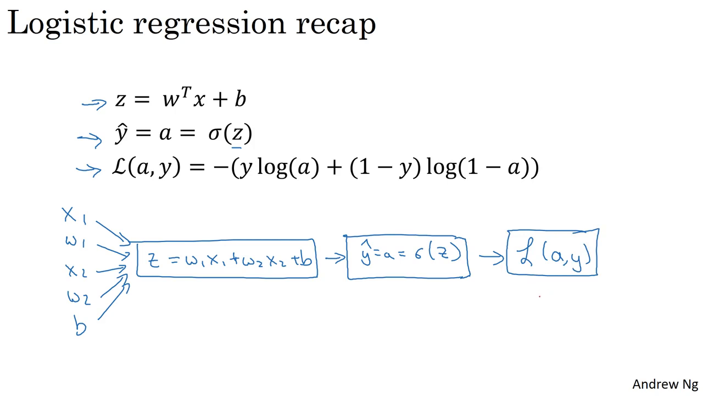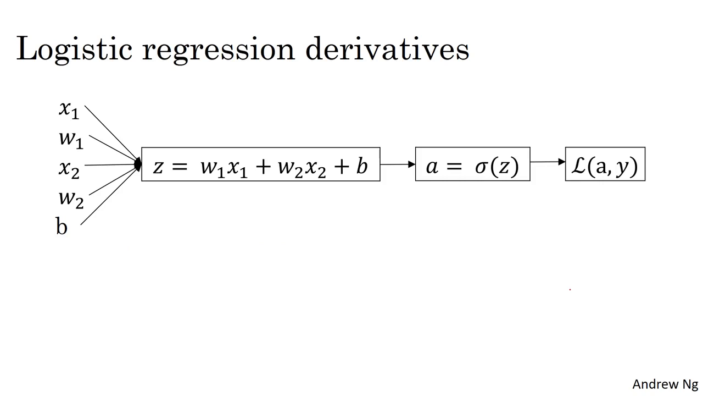So in logistic regression, what we want to do is to modify the parameters w and b in order to reduce this loss. We've described the forward propagation steps of how you actually compute the loss on a single training example. Now let's talk about how you can go backwards to compute the derivatives. Here's a cleaned up version of the diagram.